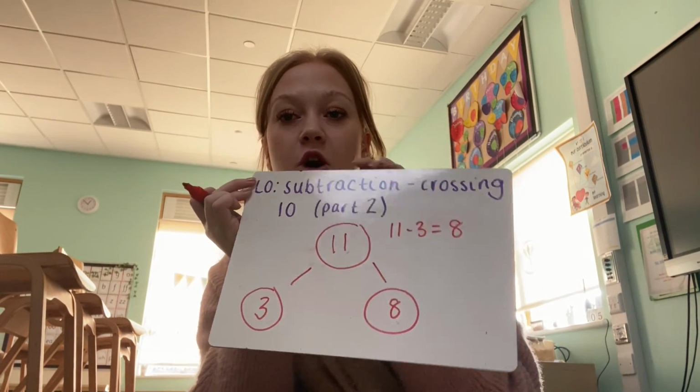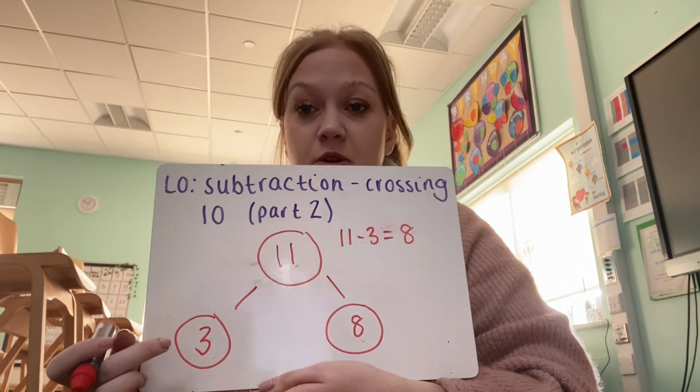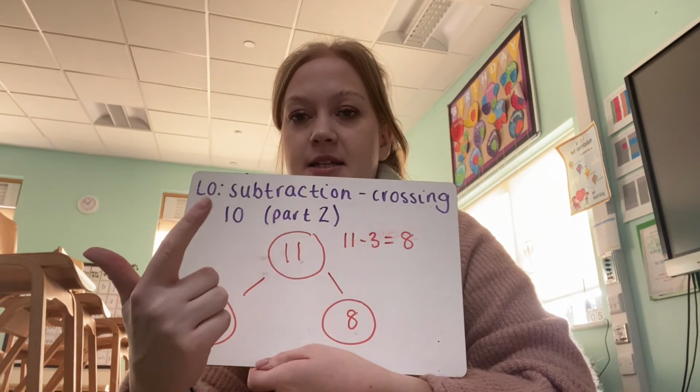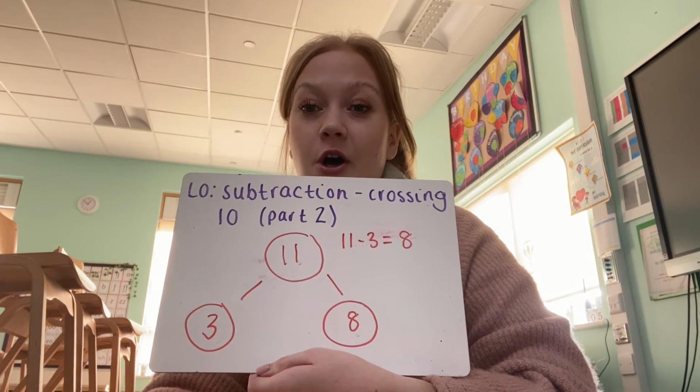Now we know that a way to check this is to add these together, just to make sure that we've got the same whole number. So 3 add 8. We start with 8, we go 9, 10, 11. Perfect! We've got our part-whole model.